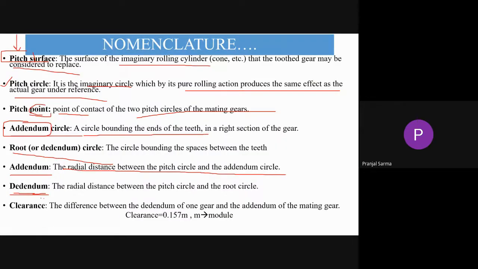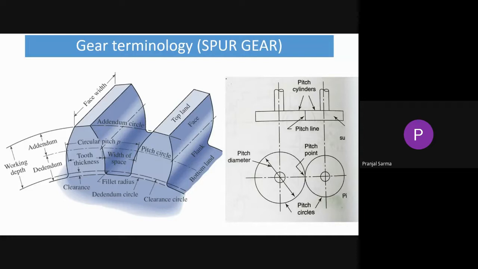Now, what do I understand by clearance? This is nothing but the difference between the dedendum of one gear and the addendum of the mating gear. Generally it is given by clearance. Later on we'll discuss another word, that is the module. It is 0.157 times module. We can directly utilize this value whenever we are solving some problem.